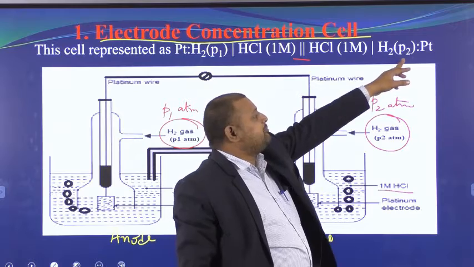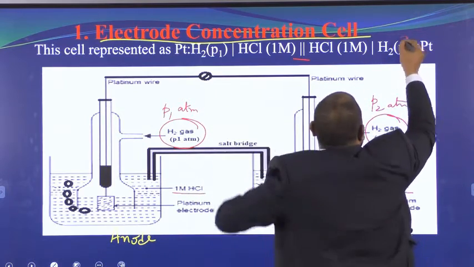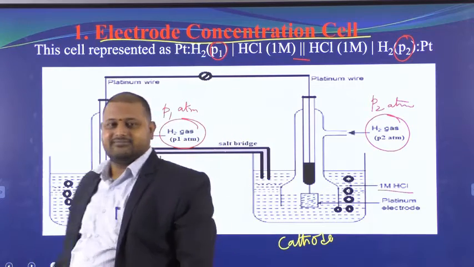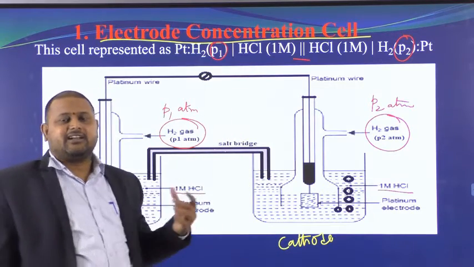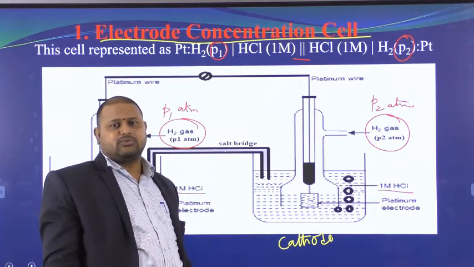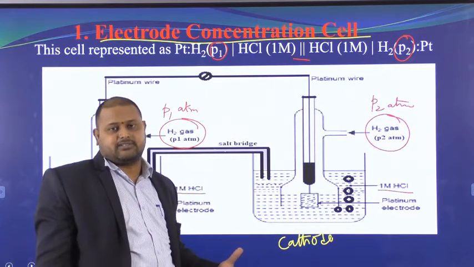And the hydrogen pressure is different. Here the pressure is P2. Here the pressure is P1. Hope you understand and get the point. We are using the same electrodes. We are changing the pressures.